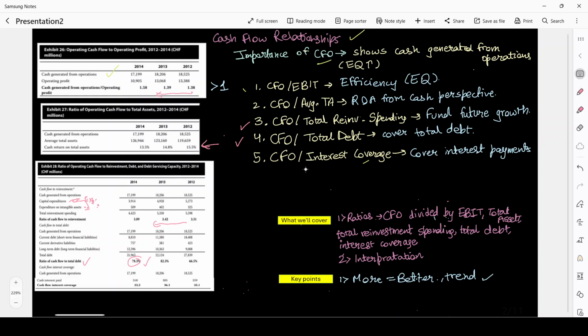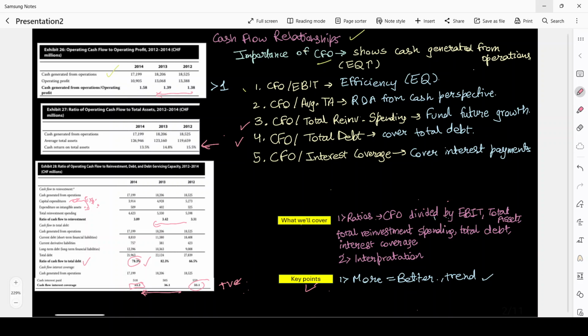Okay, so the next is cash flow from operations divided by interest coverage. It shows how much cash flow from operations covers the total interest payments on debt. Okay, so in this ratio, we notice that it is steadily going up, plus it is also at a very healthy amount. So that is also a positive. It shows the business creates adequate cash flow from operations to pay off the interest.